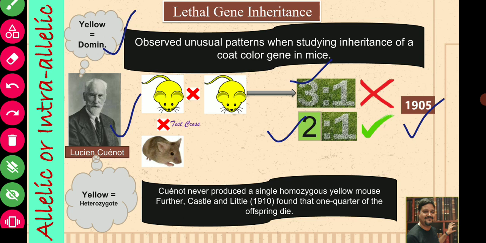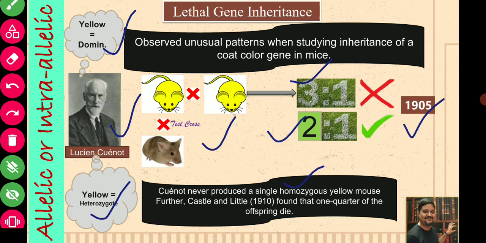We have already seen the test cross in the last lectures. He crossed the yellow mice with gray mice as a test cross, and in the progeny generation he got yellow and gray mice in the ratio of 1:1. Based on that, he found that the yellow mice are heterozygous. But he was surprised: where did the homozygous yellow mice go? He could not find the answer. Cuénot never produced a single homozygous yellow mouse.